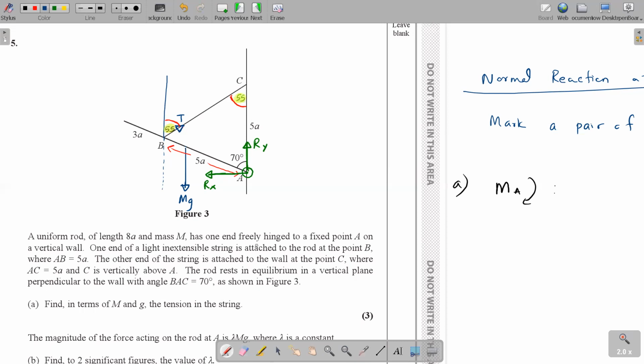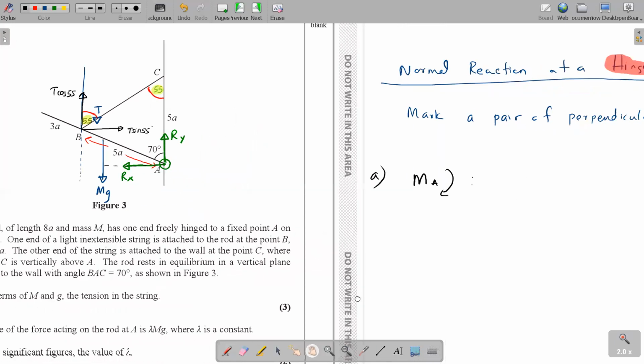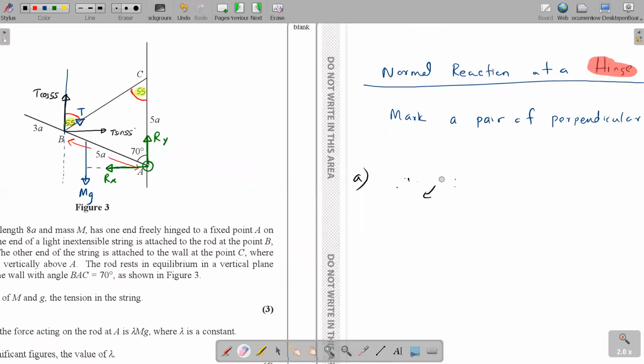So now you can see I can resolve up and down. So upwards I get T cos 55. And this way I get T sin 55. Can you guys see? Because I need those two guys. Now, children, let's take moments. Taking moments here is a tricky business. So what do you get when you take moments here?